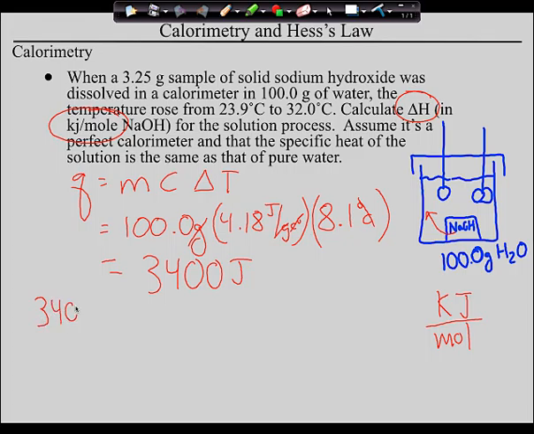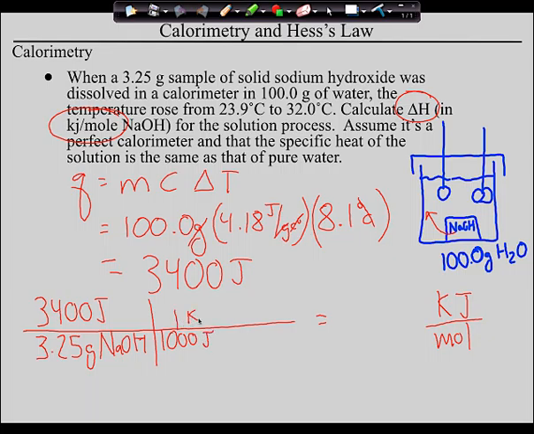Well, I know joules per what? How many grams? 3.25 grams. So, guys, where did those 3,400 joules of energy come from? The solution of 3.25 grams of sodium hydroxide. So this is joules per 3.25 grams of sodium hydroxide. Now we can go 1,000 joules is 1 kilojoule, 23, 16, and 1 is 40. 40.0 grams is 1 mole of sodium hydroxide.